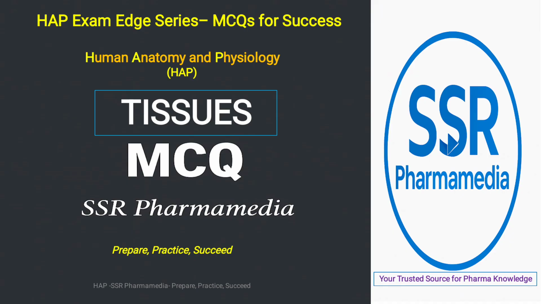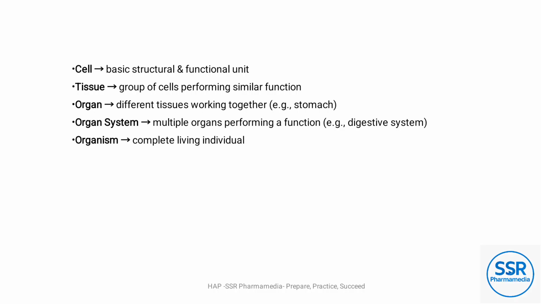Today's series is the HAP Exam Edge Series, MCQs for Success: Human Anatomy and Physiology. We are going to discuss tissue today. Prepare, practice, succeed. So, we will see the introduction regarding cells, tissues, and organs.